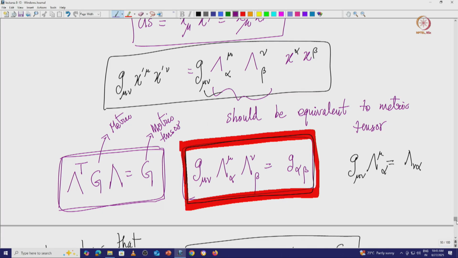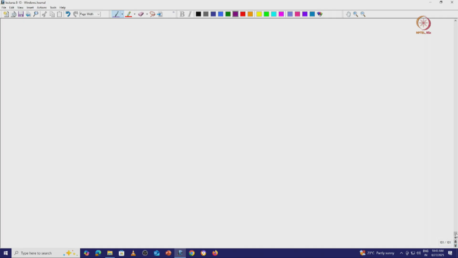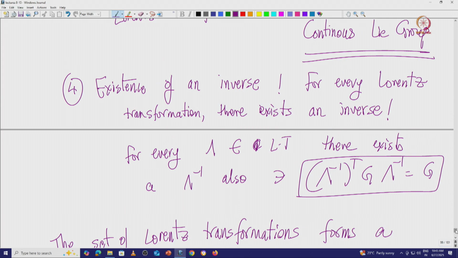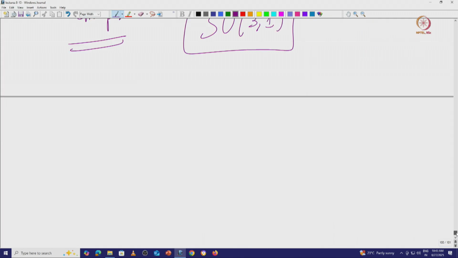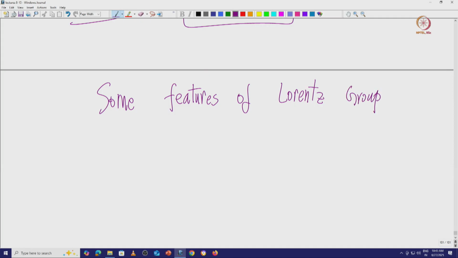So what this group leaves invariant is this particular thing. Now this gives you some very interesting features. So let's look at some of the features of the Lorentz group, and then we'll start looking at generators and stuff like that.